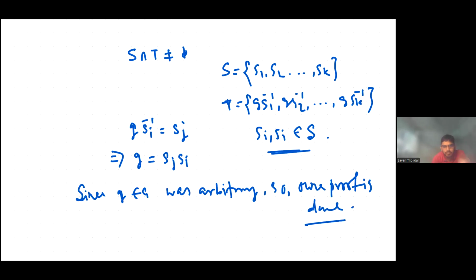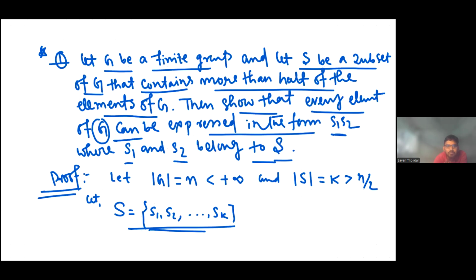So let me rewind the question again. What is the question? The question is: given every finite group, if S is a subset that contains more than half of the elements of the group, then every element of S can be expressed in the form S1 S2, where S1 and S2 belong to S. We have shown that small g is SiSj, where Si and Sj belong to S. So that indexing can be assumed, right?